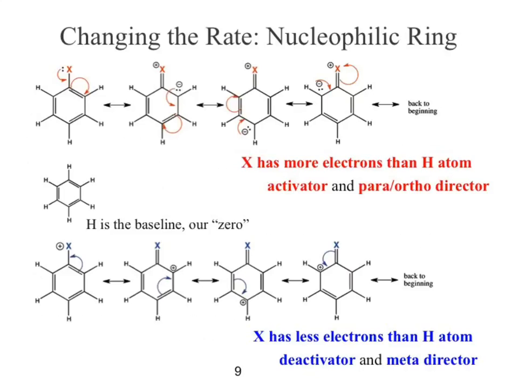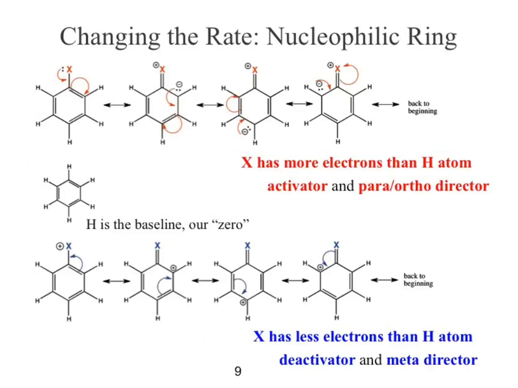Why would it slow it down? For the EAS reaction to occur, what do we need the ring to have? Negative charge. Electrons. If atom X takes electrons away from the ring, our ring no longer has the electron density to be able to react. So first off, it will absolutely slow down.